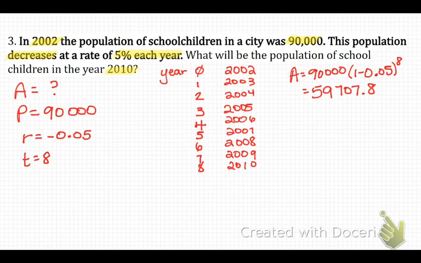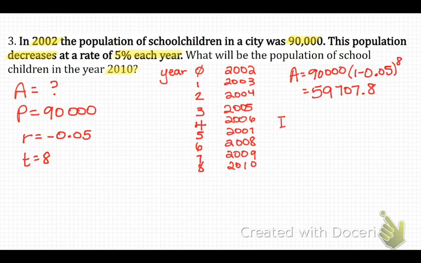Okay, now, can I have 8/10 of a person? No. So how many whole people do I have? 59,707, okay? Now, if I were just to look at this number normally, would I round it up or down? I would round it up. But since we were talking about the whole amount of people that we have, I only have 59,707.